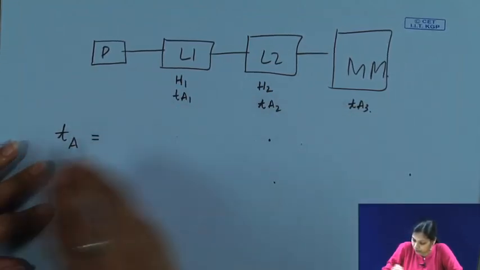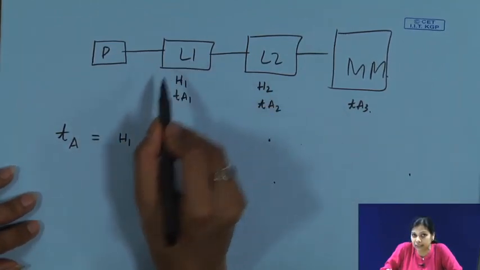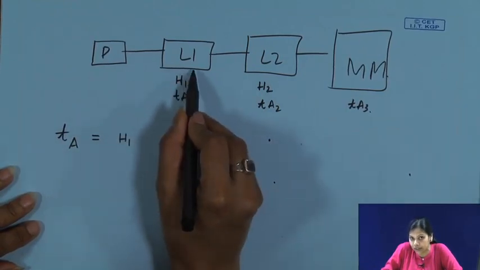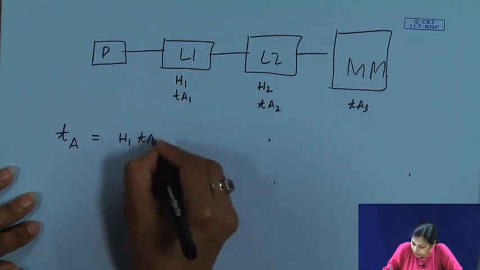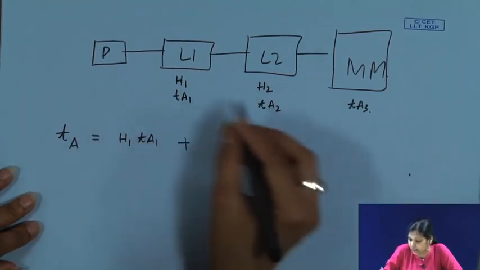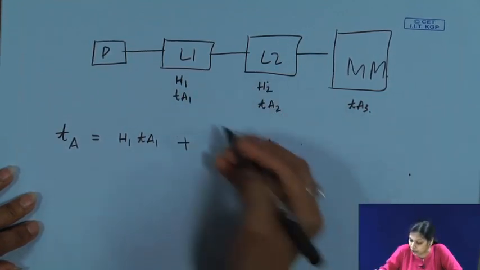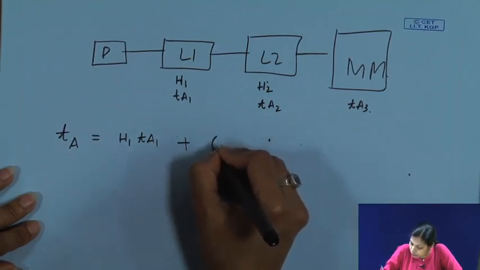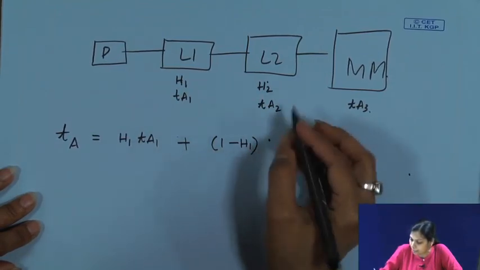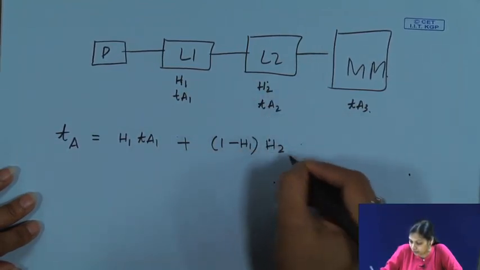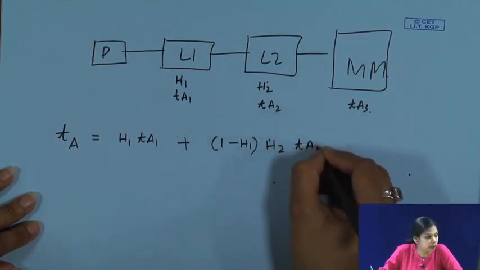Taking the simple thing into consideration, firstly we consider that we got the data in L1 cache. So, H1 times TA1 plus we need to consider that it is not found in L1 cache, but found in L2 cache. In that scenario, it is not found in L1 cache, so 1 minus H1, but it is found in L2 cache. So, it will be TA2.